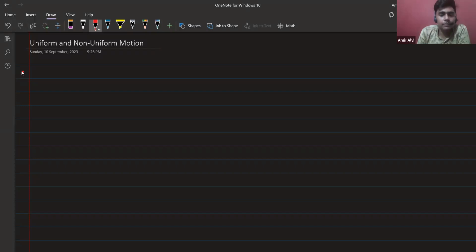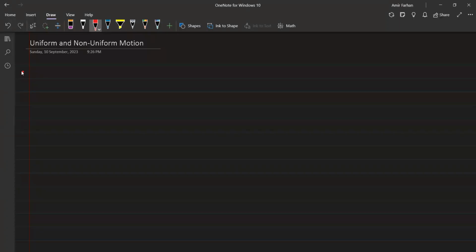Yes, Aris, tell me. Sir, when a body travels in a straight line and covers equal distances in equal intervals of time, it is said to be in uniform motion. And in non-uniform motion, unequal distances in equal intervals of time.